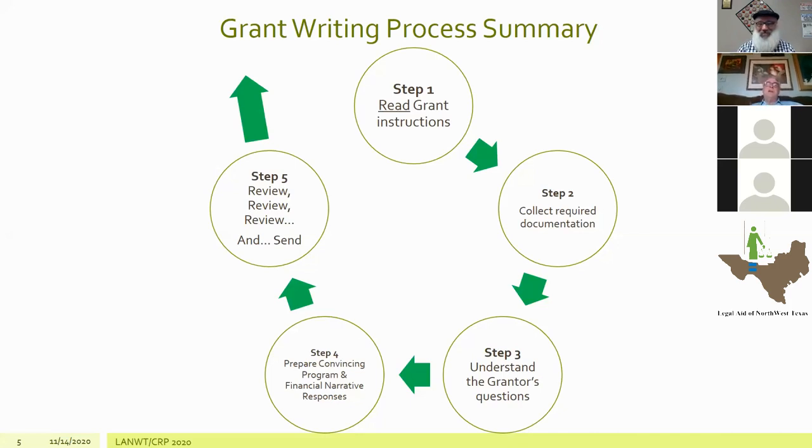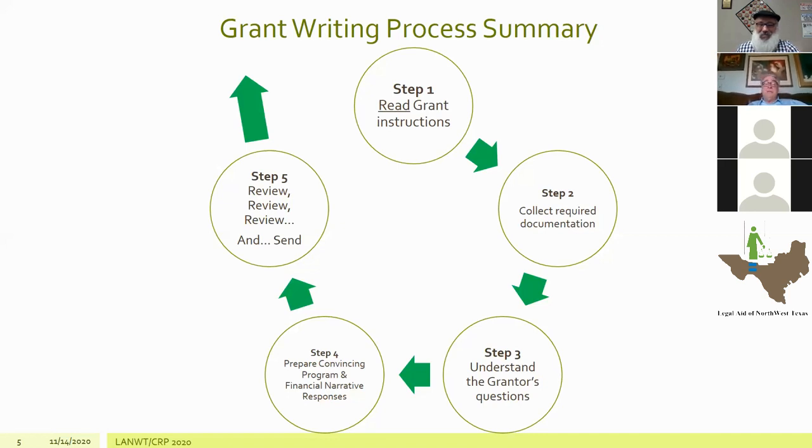Then you collect all of the documents that they're asking you to submit along with the application, and also the documents that you will need in order to write your application. Then you take a look through the questions on the application. As you look through the questions, make sure you understand what each question is and what it's asking for. Then you proceed to prepare a convincing program and financial narrative in response to the various questions, so that at the end of it, you convinced yourself that you would fund this program. I'm not necessarily saying you should be your harshest critic, but you should take a disinterested third-person look at what you've written to make sure that you're convinced that it's acceptable to submit.